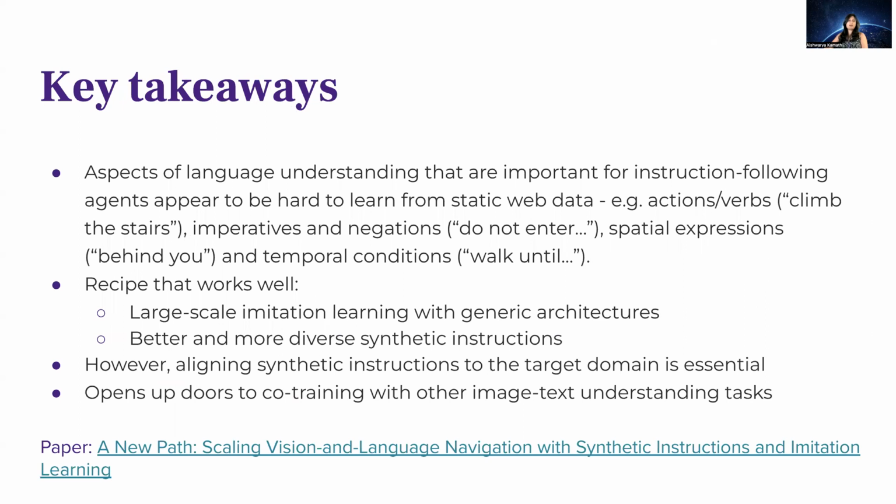The key takeaways are that aspects of language understanding that are important for instruction following agents appear to be hard to learn from static web data, for example, actions and verbs, imperatives and negations, and temporal conditions. A recipe that does work well, though, is large-scale imitation learning with generic architectures and better and more diverse synthetic instructions. However, we do find that aligning synthetic instructions to the target domain is essential. We believe that this opens up the doors to co-training with other image text understanding tasks.